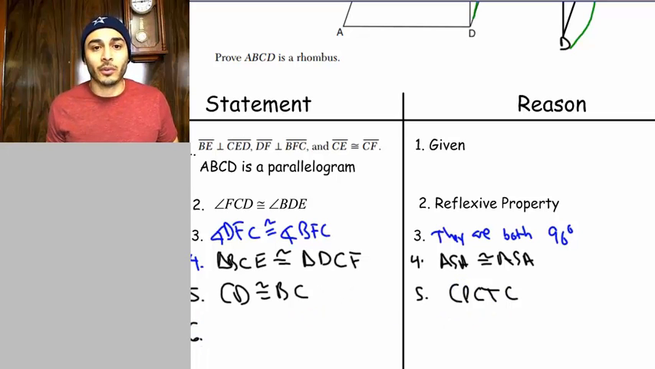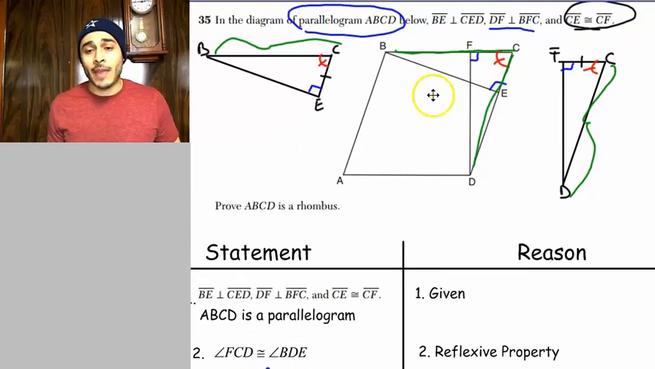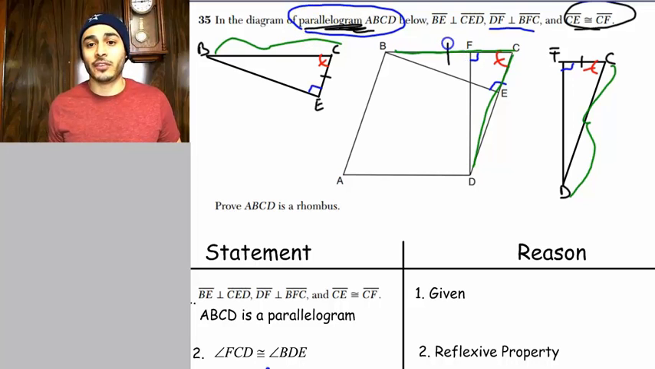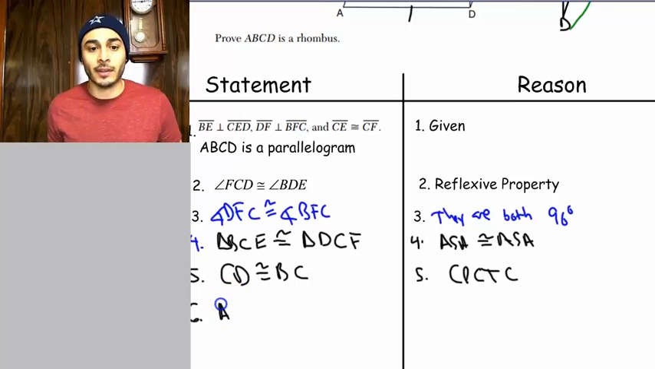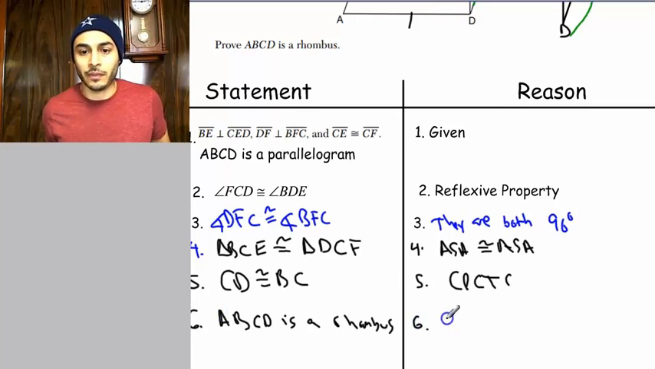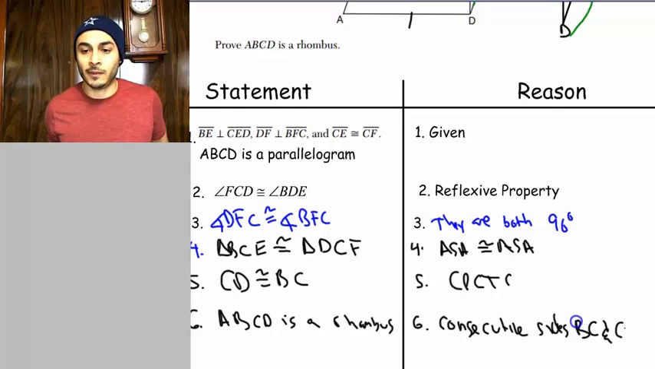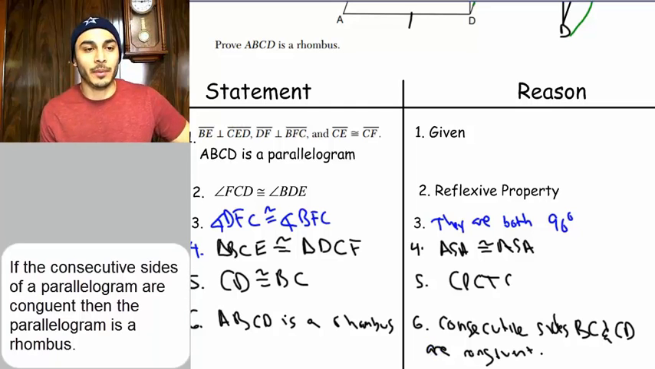Now, why is this a rhombus, right? It goes back to that. Well, now we know it's a rhombus for sure because it's a parallelogram with consecutive sides that are congruent. And if these consecutive sides are congruent, then that means these are congruent. And then it's automatically a rhombus because all sides are congruent. So then I'm going to say ABCD is a rhombus, and the reason for that is consecutive sides BC and CD are congruent. Okay, and then that makes it a rhombus.